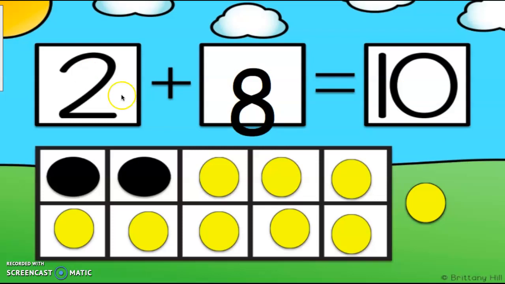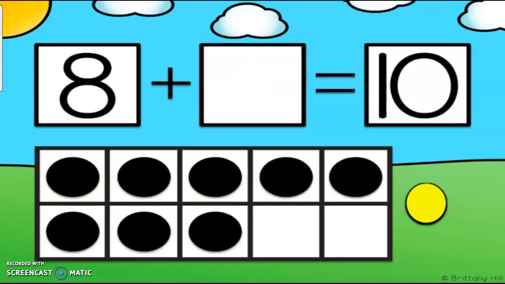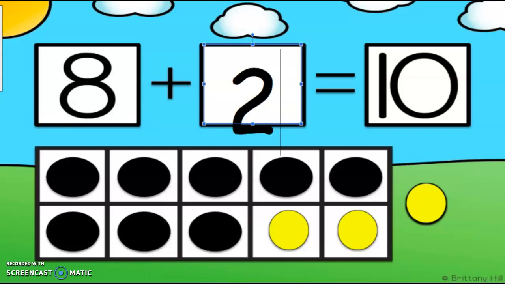So, if 2 plus 8 is 10, what's this one going to look like? 8 plus what equals 10? Here are my 8. We've got to add in for these 2 blank ones. So, let's go ahead and put our yellow there. How many is that? 2. Good job. Very similar to this one. We just kind of switched up the colors.